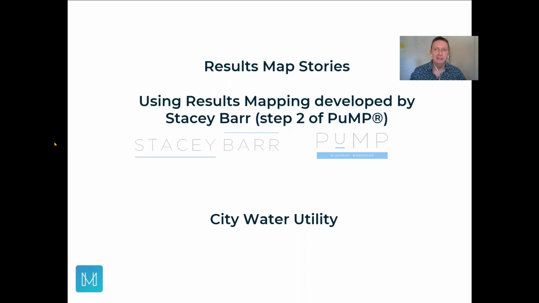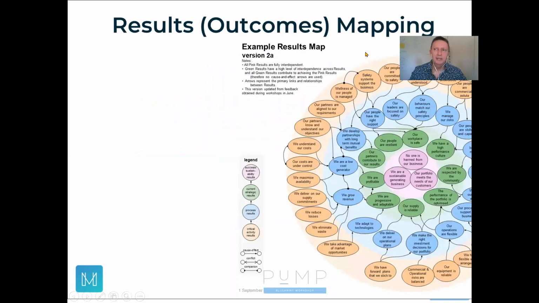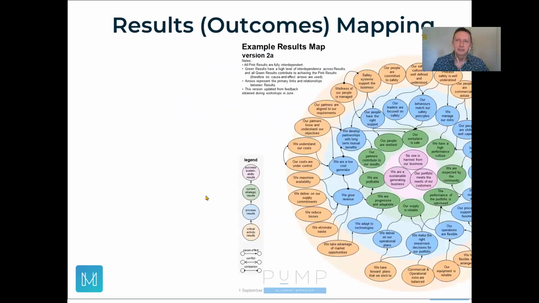And results mapping is the technique we use to make sure that what we're trying to achieve is measurable, and we build a framework for the measurement for a set of outcomes. Anyway, this is how it works. So we start with a results map like this, where we have a set of outcomes. And these outcomes or results are all based on cause and effect. So that's cause and effect through the layers of the results map.